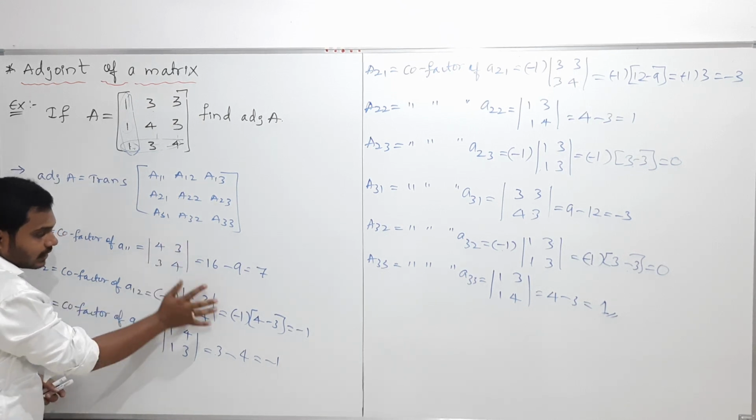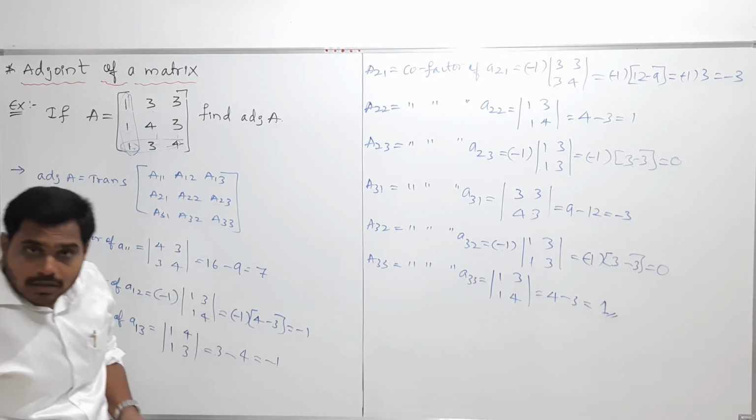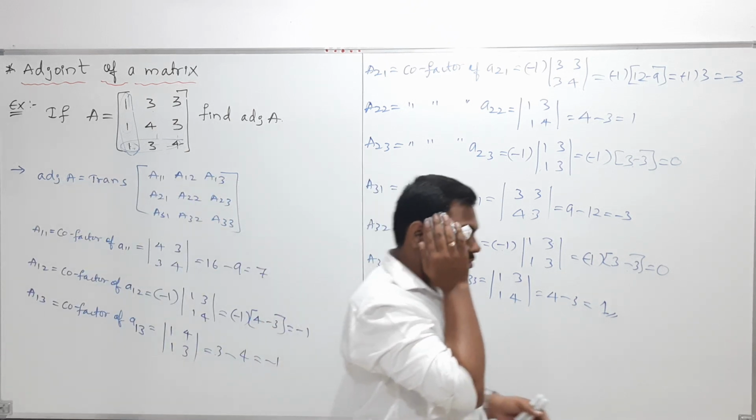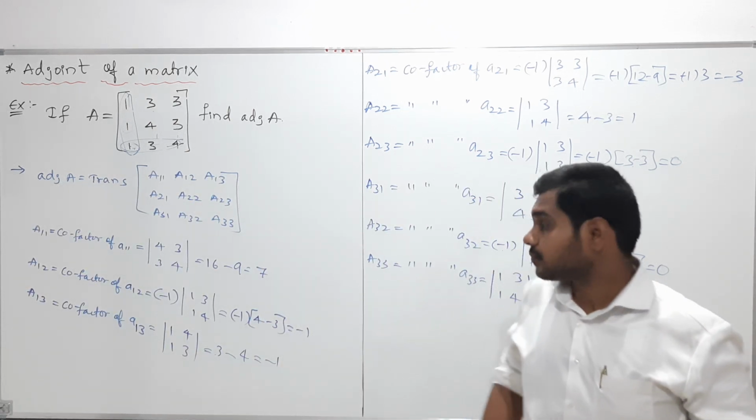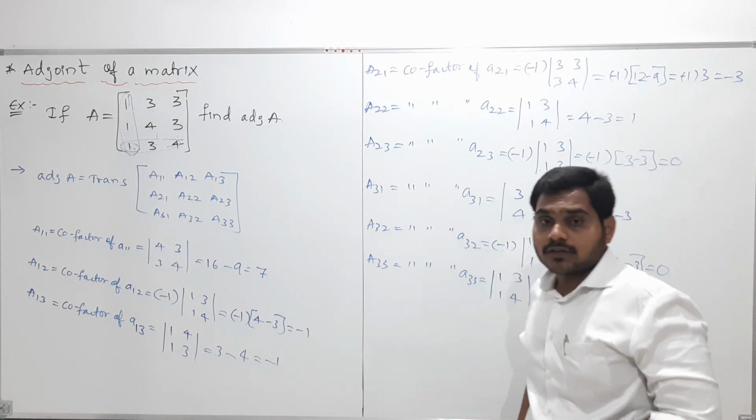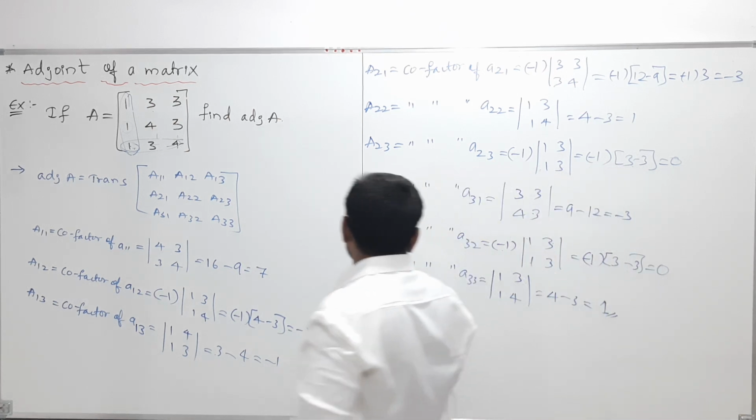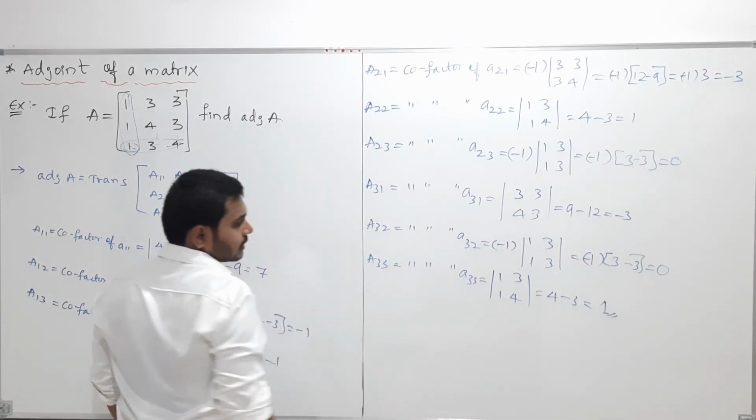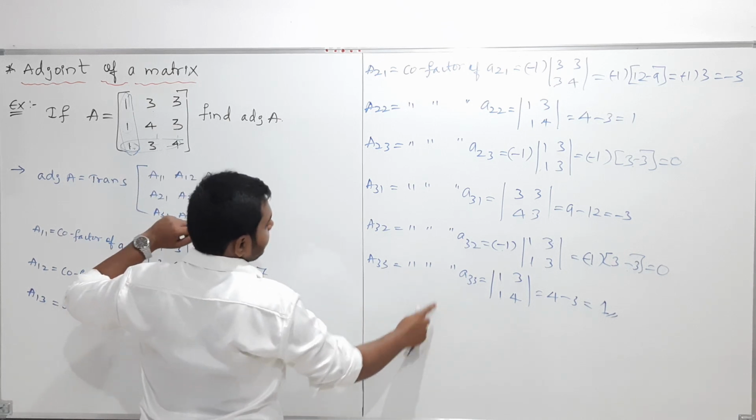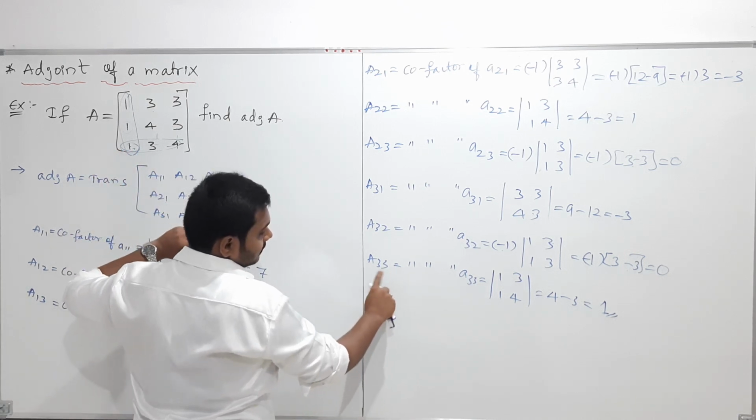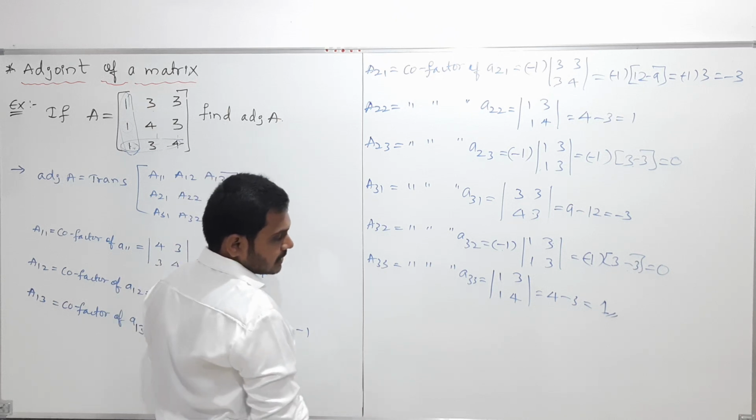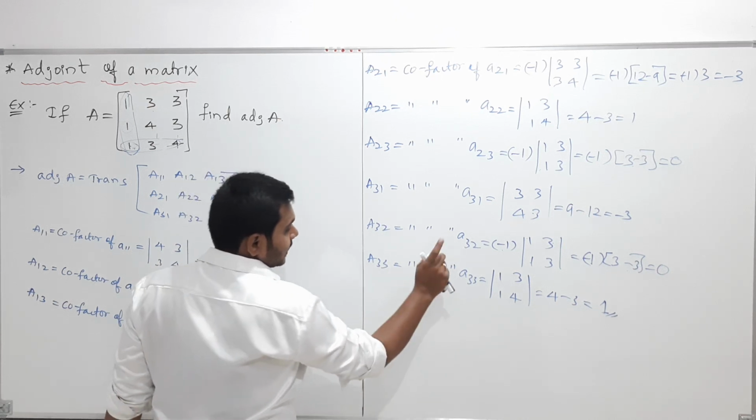So there is no need to calculate this determinant, because it will take lots of time. It will consume your time. For that reason, if you want to find A33, in shortcut how to find A33? First add the subscripts: 3 plus 3 is equal to 6. It means even, so take it as positive.